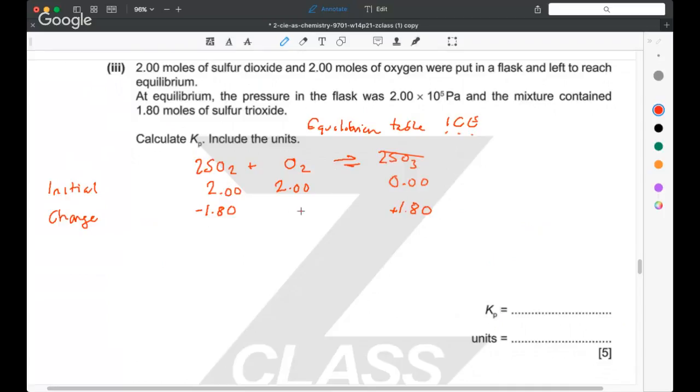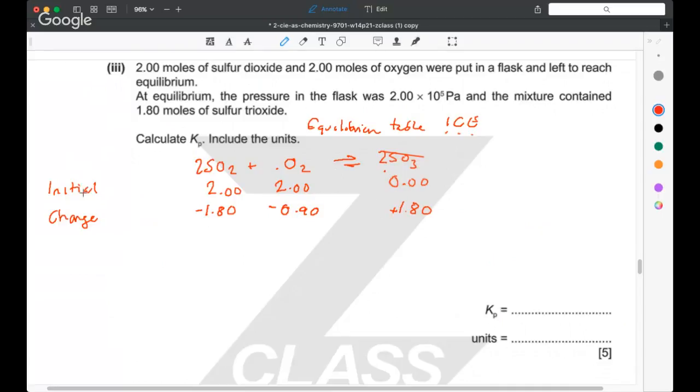So that just leaves the oxygen. If you look at the stoichiometry, the amount of oxygen is half the amount of sulfur trioxide. You've got a stoichiometric ratio of 2 there and 1 there. So if in this process 1.8 moles of sulfur trioxide were made, then you must have 0.9 moles of oxygen that have been used up. It's half of that, isn't it?